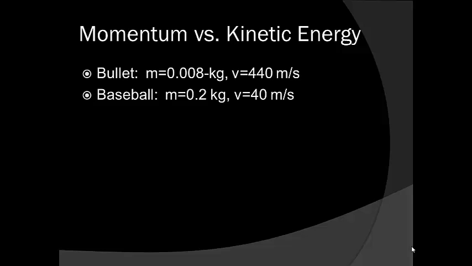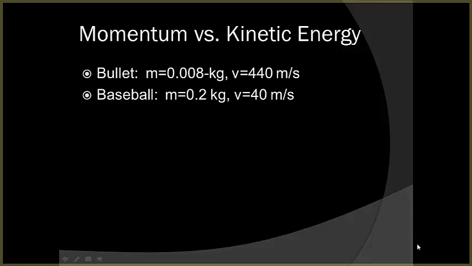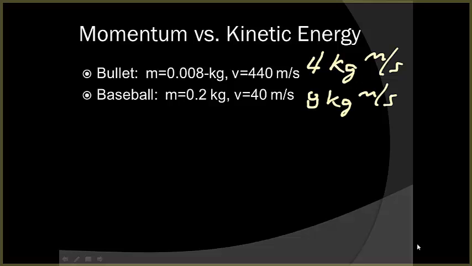Let's tie this in with what we've been studying. Momentum is how much quantity of matter something has. Kinetic energy is how much energy a moving object has. Do you remember the bullet and the baseball problem that we dealt with momentum? When we found the momentum of the bullet, you actually got an answer of 4 kilogram meters per second. When we found the momentum of the baseball, we got 8 kilogram meters per second. A baseball, in terms of momentum, is going to be harder to stop. A baseball is going to have the greatest change in momentum.